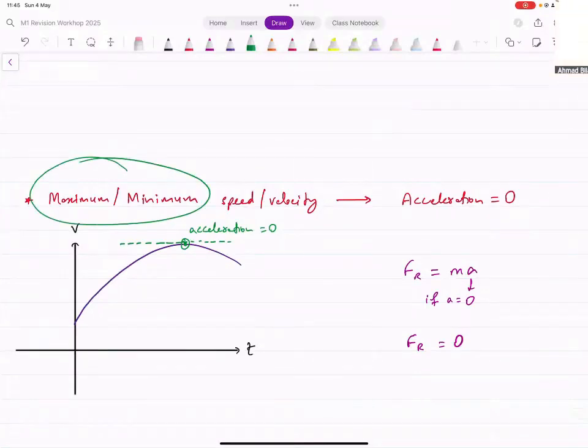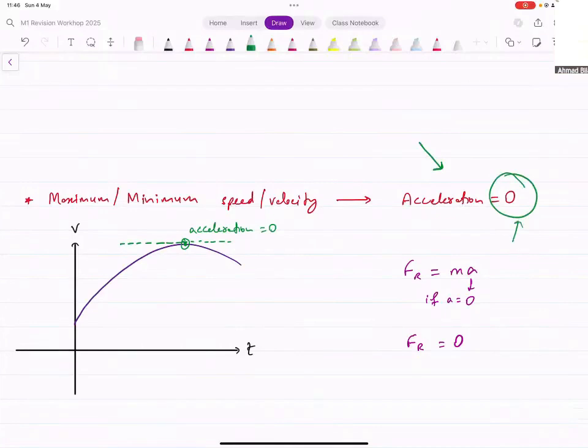Speed or velocity at some point is maximum or minimum. Now think about the velocity-time graph. It would look something like this, right? When you have a maximum value, that means the gradient at that point is going to be 0. So whenever you have maximum speed or velocity, what that means is they're basically telling you that the acceleration value is going to be 0 in that case.